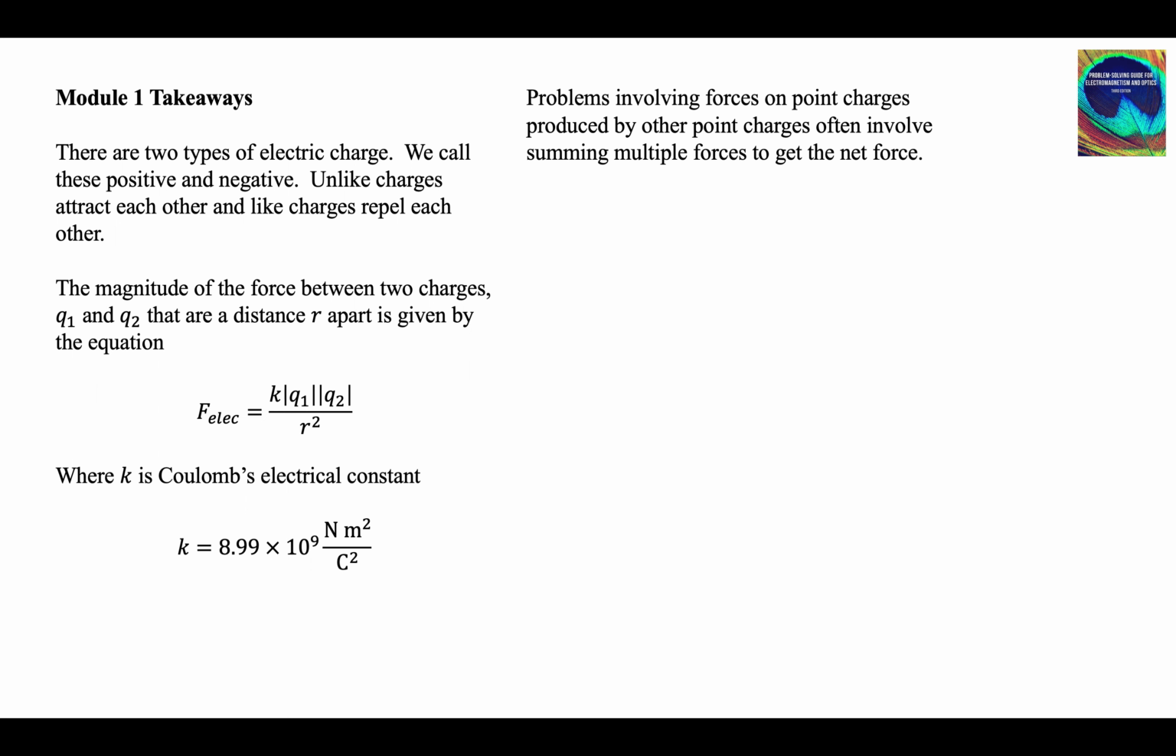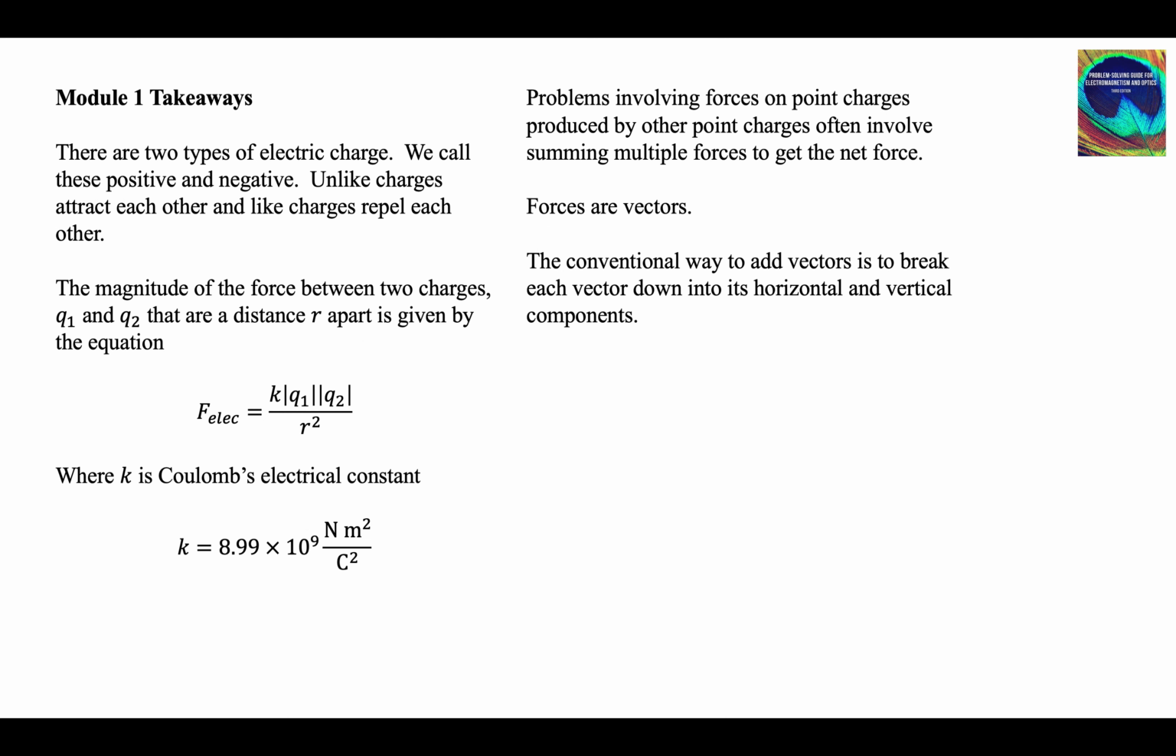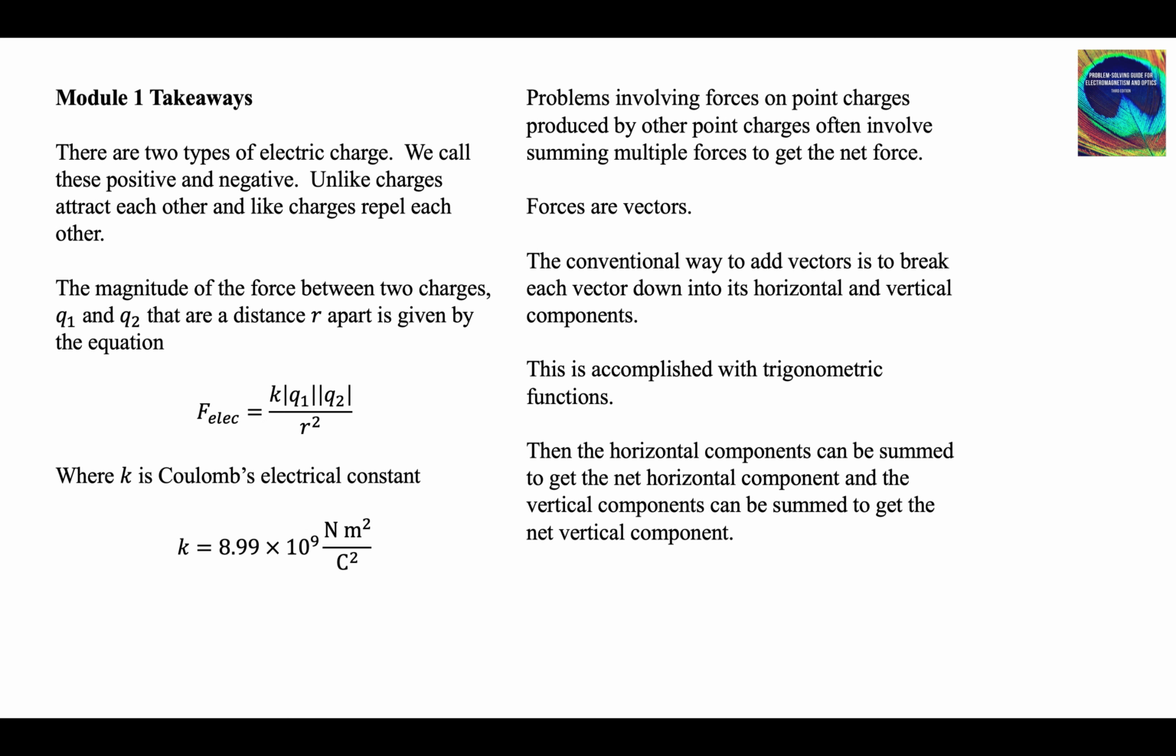Problems involving forces on point charges produced by other point charges often involve summing multiple forces to get the net force. Forces are vectors. The conventional way to add vectors is to break them down into horizontal and vertical components, using sine and cosine. Then you sum all the horizontal components and all the vertical components to get the net horizontal and net vertical component. Then you have two vectors, the force in the x direction and the force in the y direction, and you can use the Pythagorean theorem to get the magnitude of the net force and arctangent or another trigonometric function to get the direction of the net force.